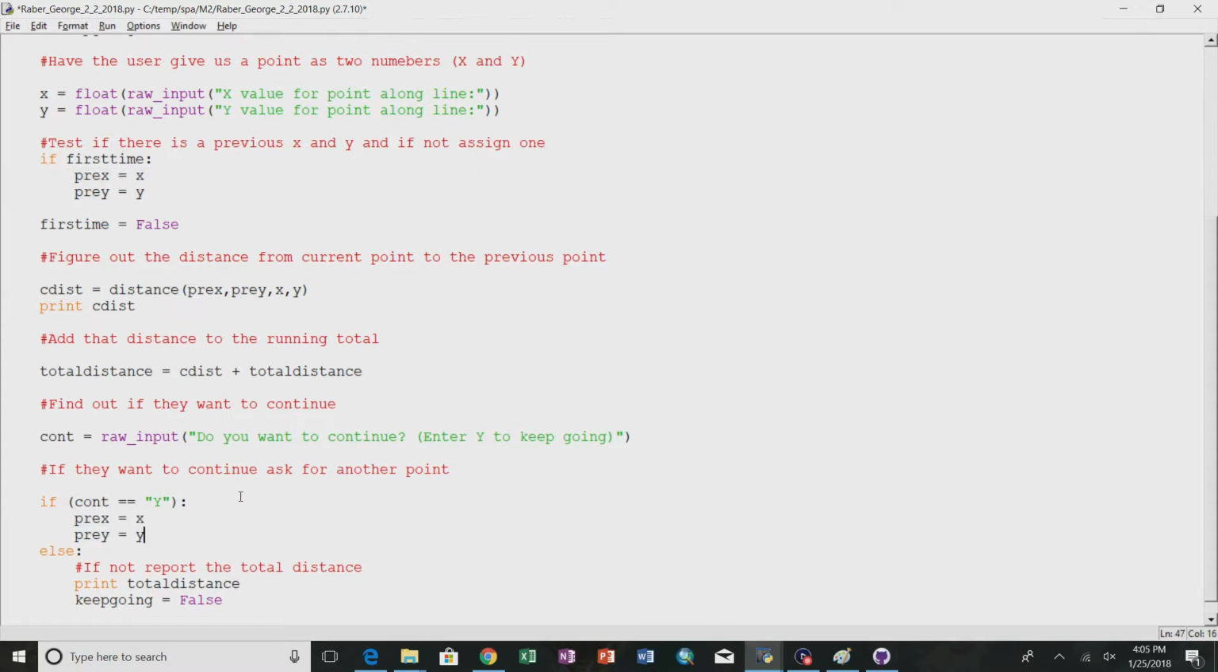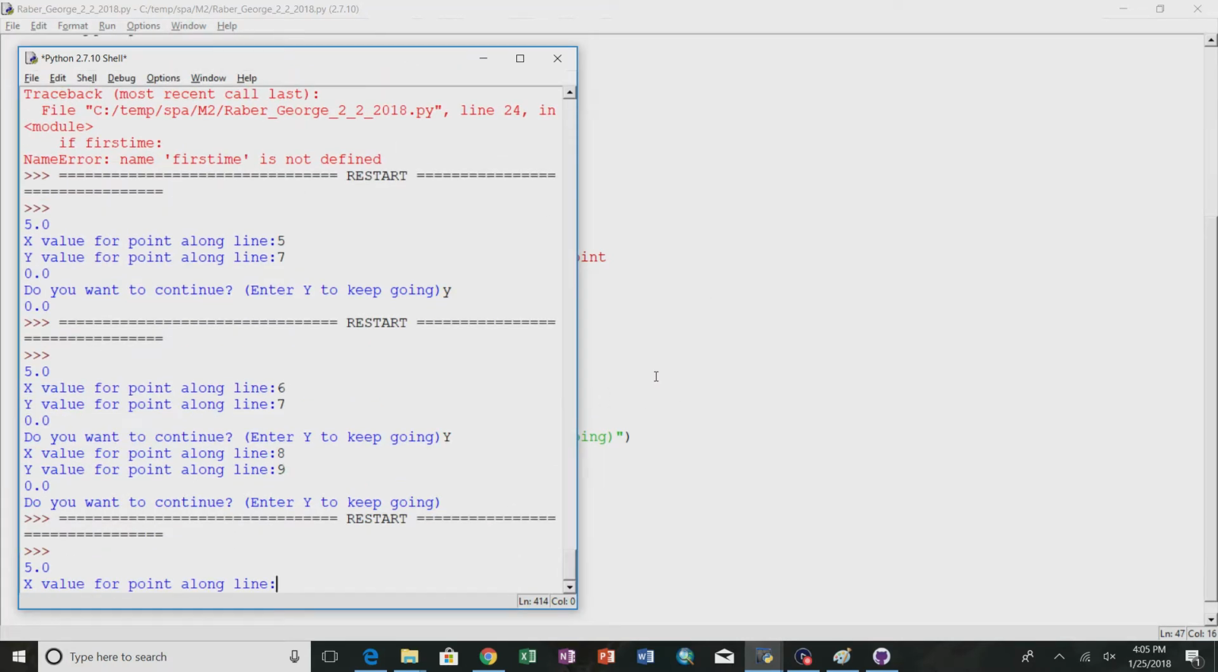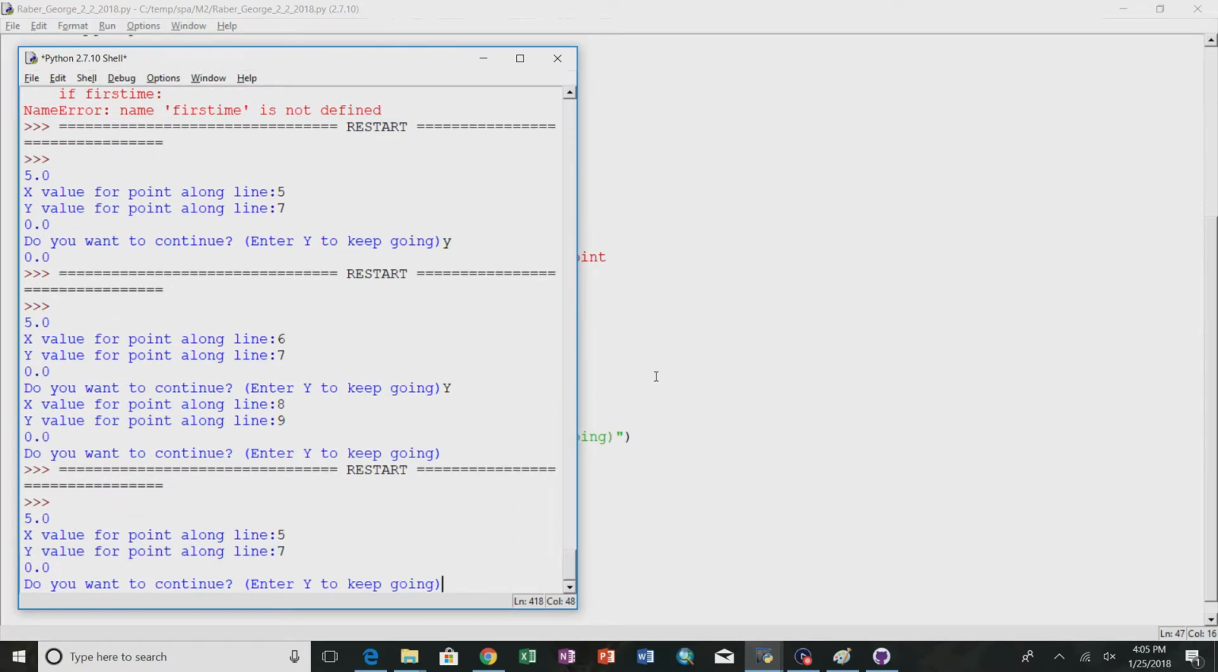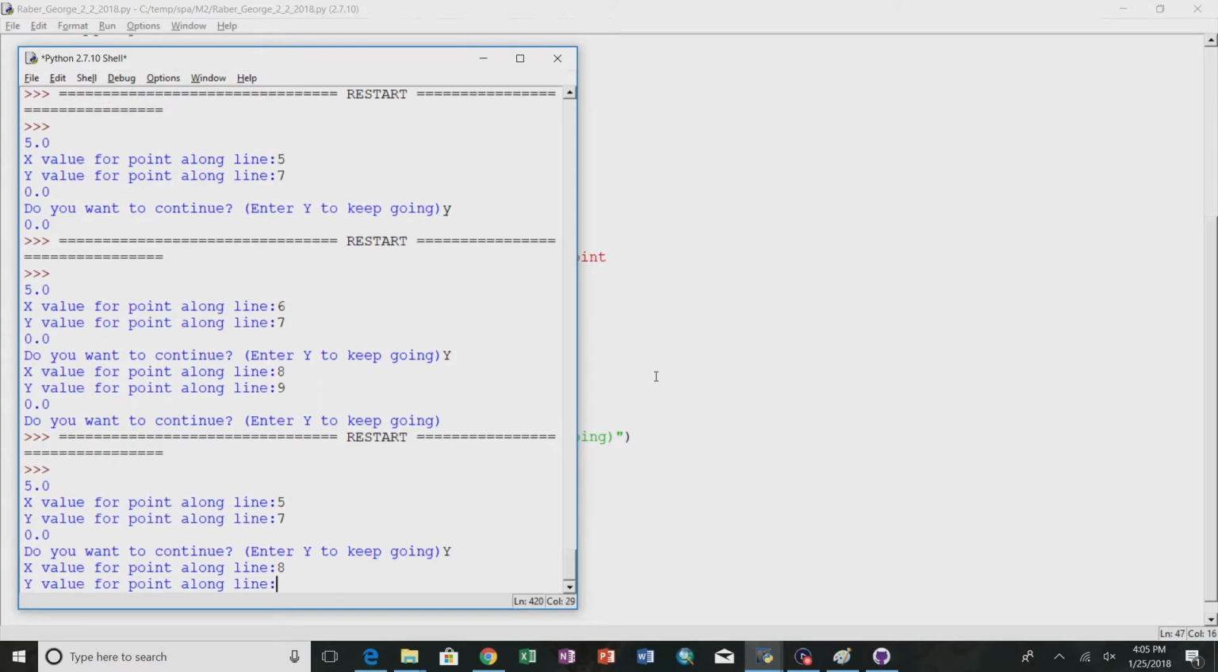You're going to use the exact same code. So previous x is going to equal x. That way, when it comes back up here, and it gets to this point, previous x and previous y are going to be these x's and y's from the time before, and x and y are now going to be the new x's and y's from up here. It's going to go back through. So I'm going to try to run that, and this should work. So let's go 5, 7. Do I want to continue? Yes, I do. 8, 9.